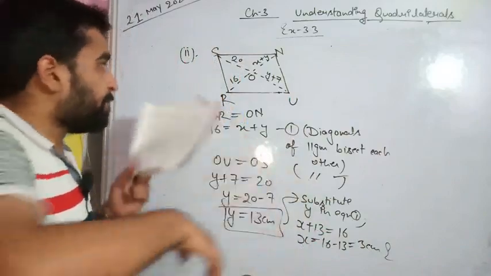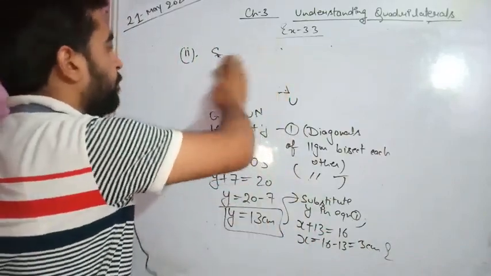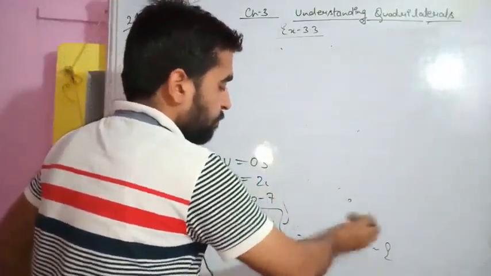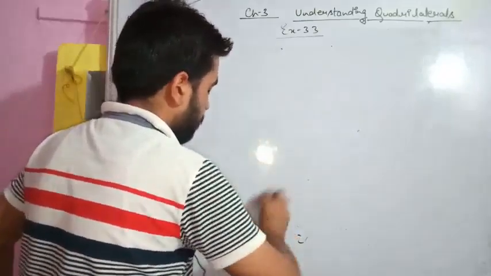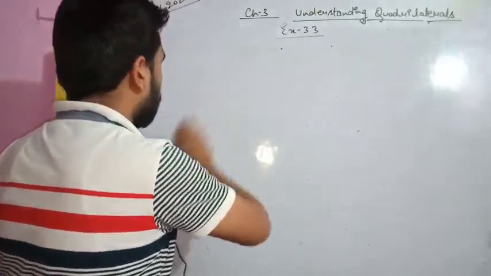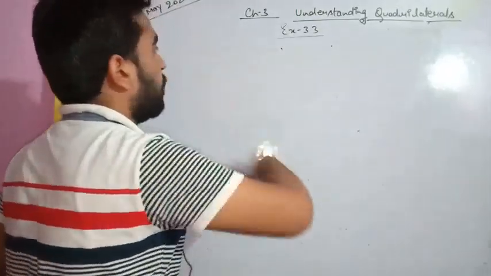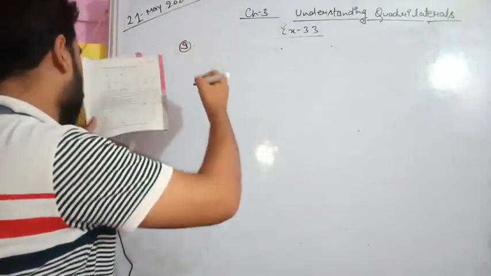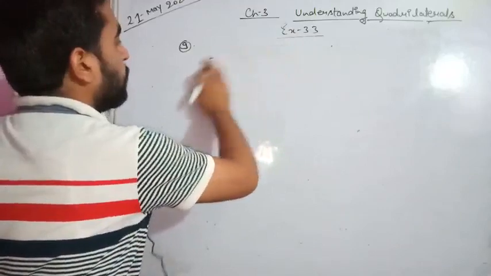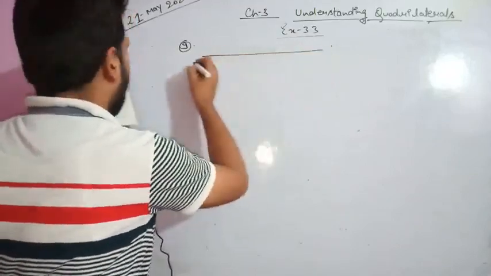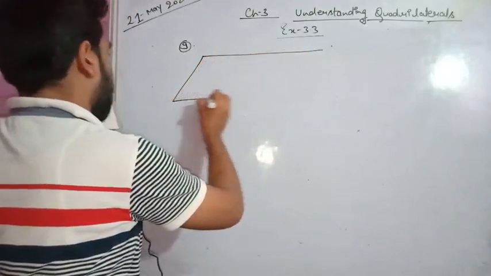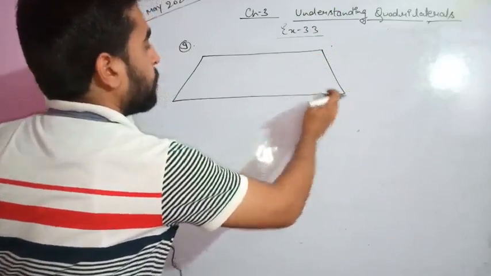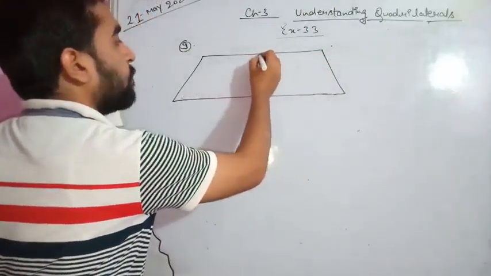So let me erase this. Now students, we are going to solve question number 9 of the exercise 3.3. So one figure is given to us. Let me draw this figure. So we have drawn the figure. Let us draw it fully.